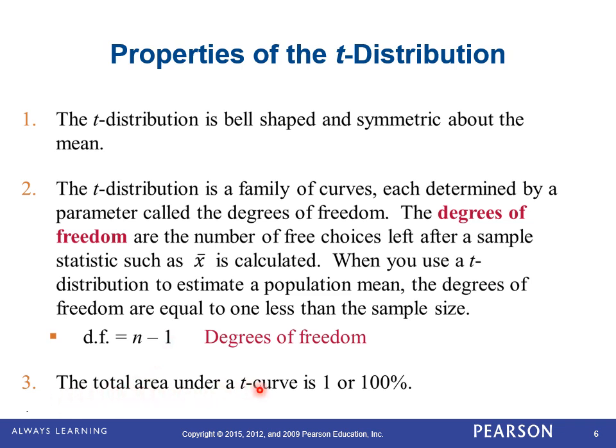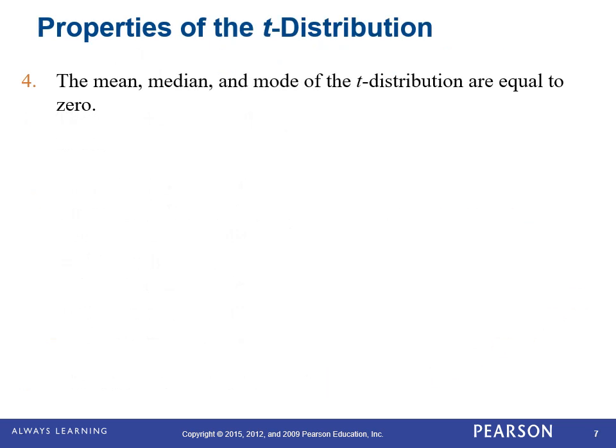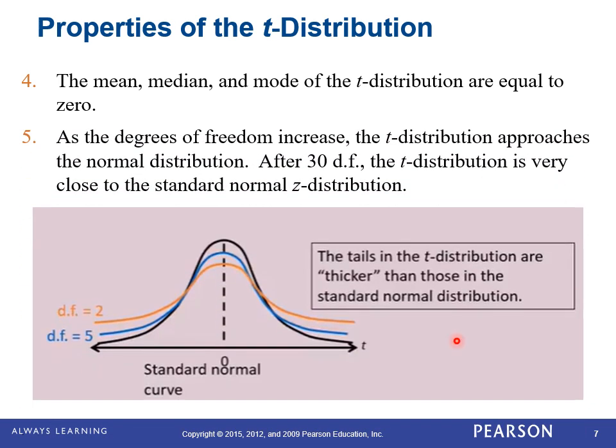Remember, the total area under our t curve is 1 or 100%, just like a normal distribution. Okay, the mean, median, and mode of the t-distribution are all equal to 0. So oftentimes you'll see 0 right in the center. Okay, so like right here we can see in the center right there is 0. So as the degrees of freedom increase, the t-distribution approaches the normal distribution. So after 30 df, the t-distribution is very close to the standard normal z distribution.